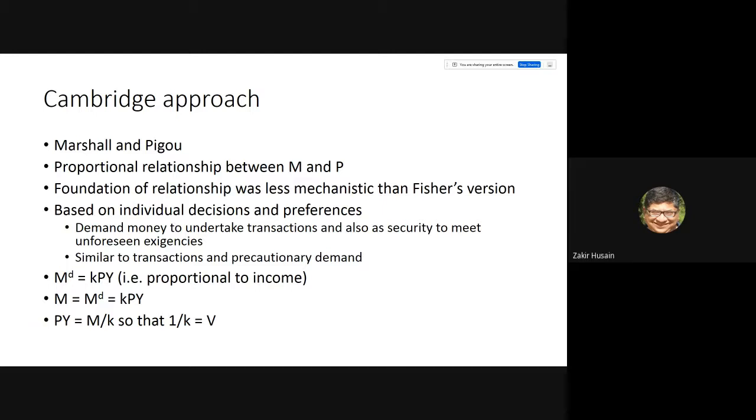Now, Fisher's quantity theory of money was reformulated, and we call this the Cambridge approach, associated with Marshall and A.C. Pigou.